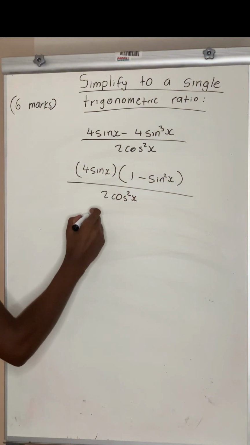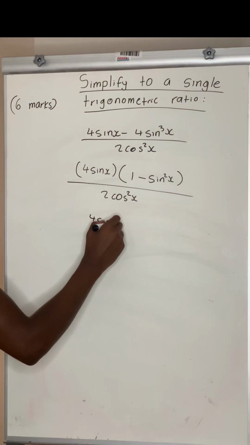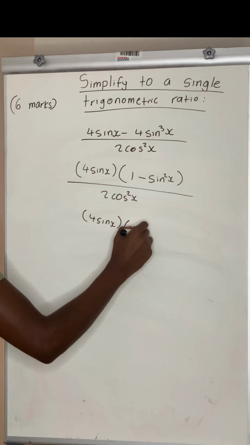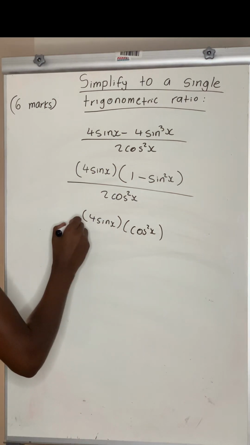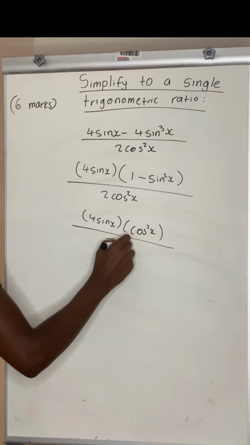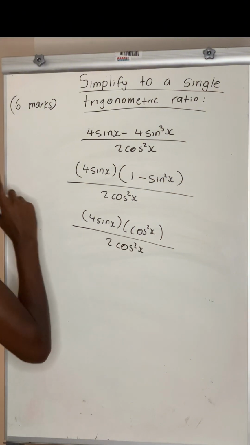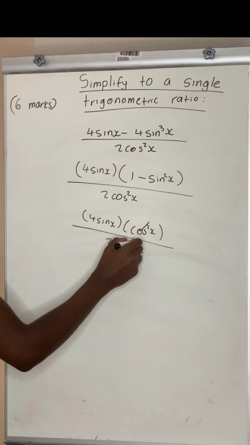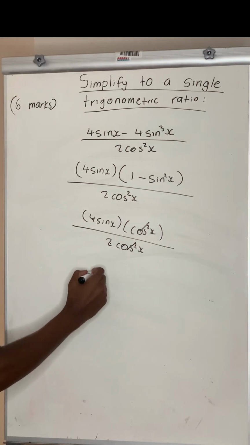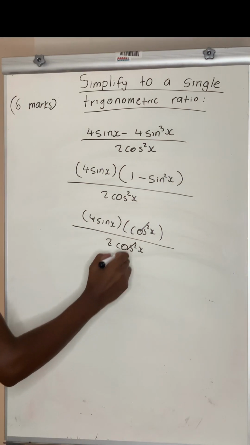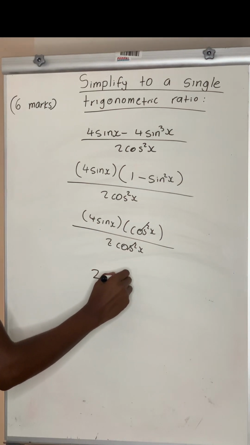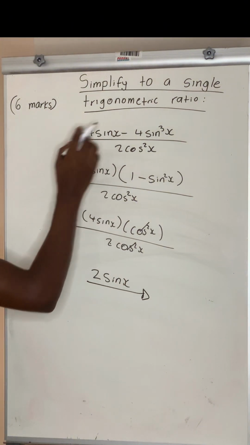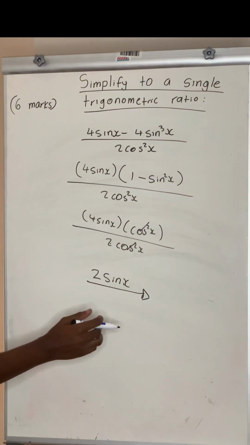This 4 sine x will remain the same. This is an identity, which is the same as cos squared x. Divide all of that by 2 cos squared x. Now cos squared x divided by cos squared x, that will cancel each other out. 4 divided by 2, that is 2. Sine x divided by 1, that is sine x. So the final answer is 2 sine x. We have simplified to a single trigonometric ratio.